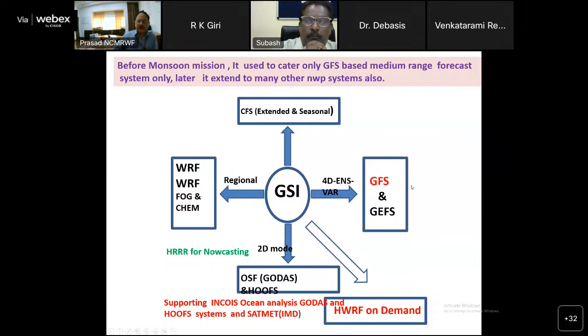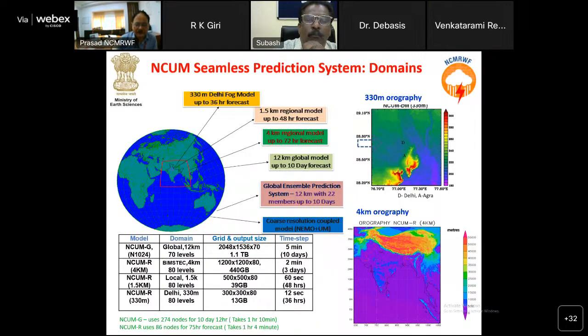So different models are being used for different purposes, and this complex system is used for forecasting at different levels. To make this complexity much simpler, a seamless forecast system was established at NCMRWF with the partnership of, and by collaborating with, various modeling consortia. We developed with this same model framework, starting from the high resolution 330 meters to the coarse resolution seasonal forecast system. All these complex systems have been established based on the same dynamical core.